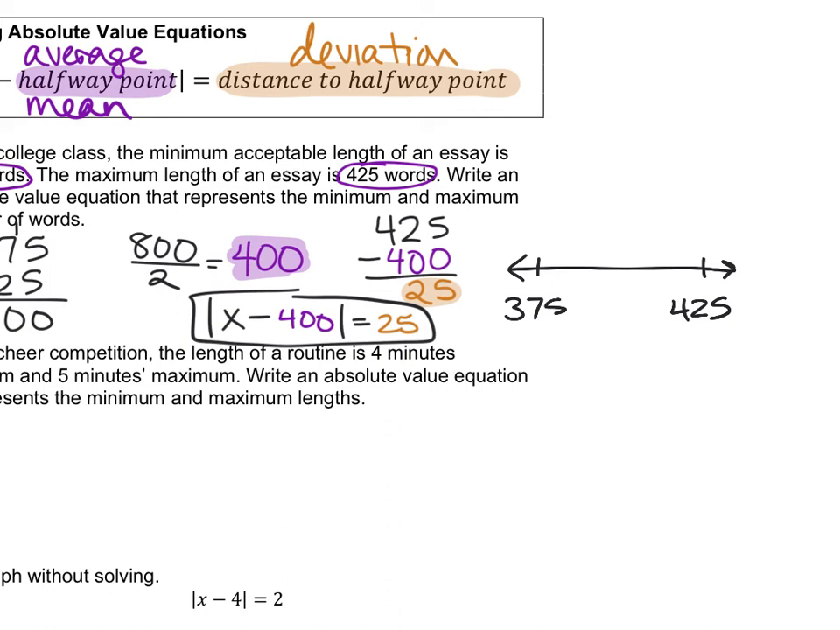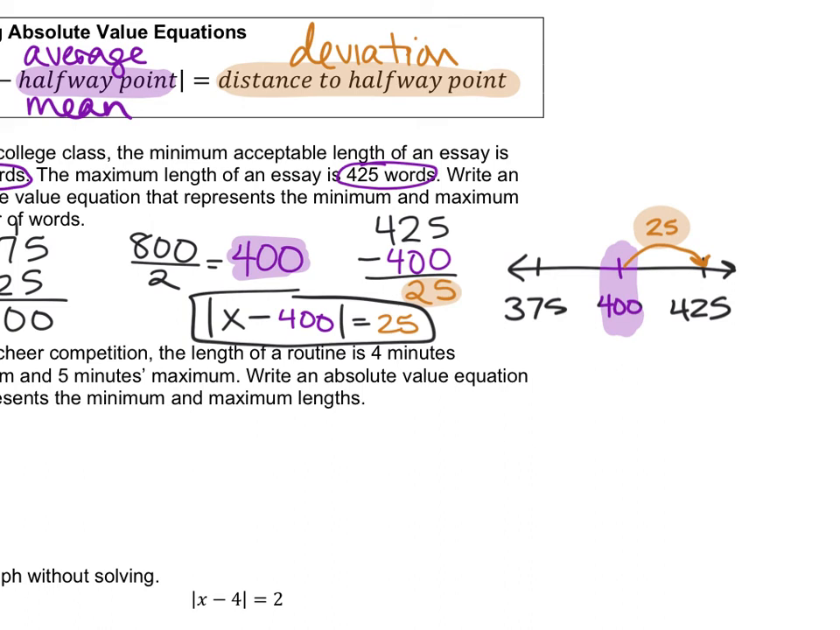I have these two numbers on a number line. Right in the middle of them is the number 400. That's the average. And if I counted how much it took to get from 400 to 425, wouldn't that be 25 units? So the middle, or the halfway point, is my average, and the distance from that number to the biggest or smallest number is my deviation. So you can solve these on a number line as well.